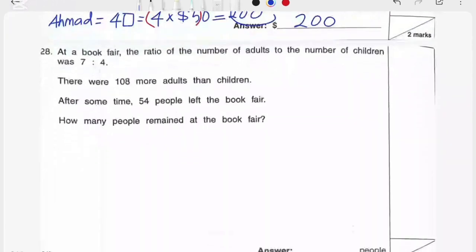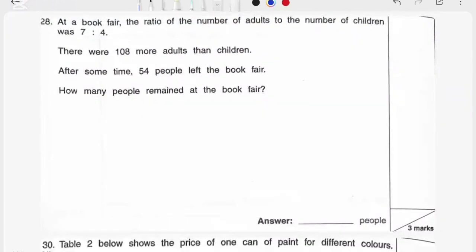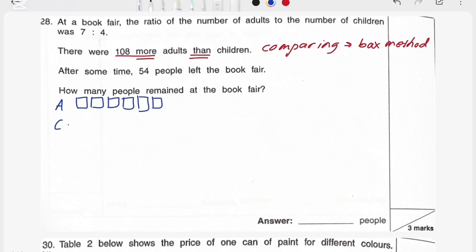Let's look at this next comparing ratio word problem. At a book fair, the ratio of the number of adults to the number of children was 7 to 4. There were 108 more adults than children. More than, that means we're comparing between the number of adults and children. Since this is a comparing ratio word problem, we apply the box method. Let's write A for adults and C for children and draw 7 boxes for the adults and 4 boxes for the children.